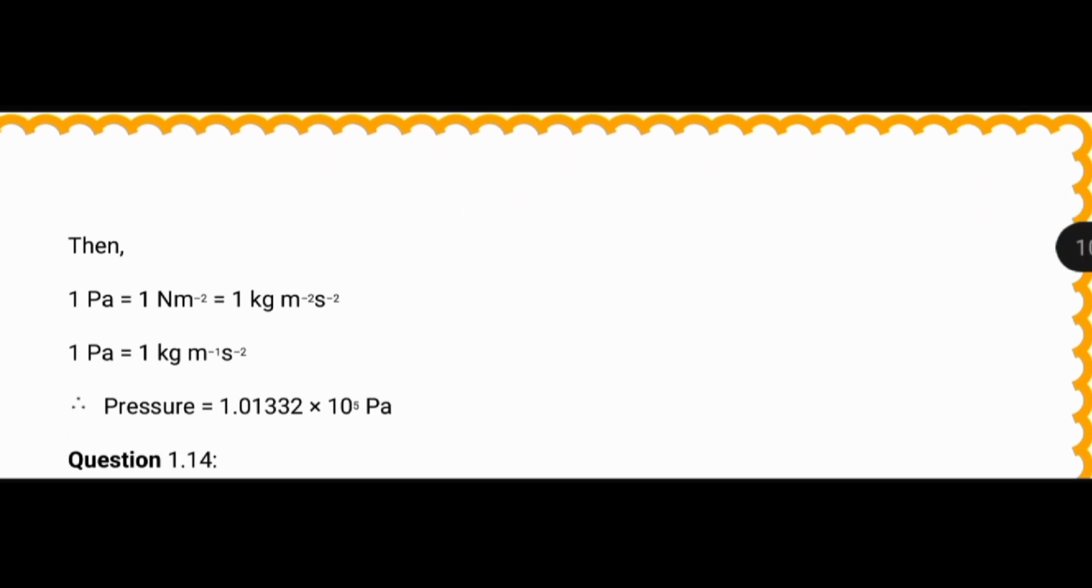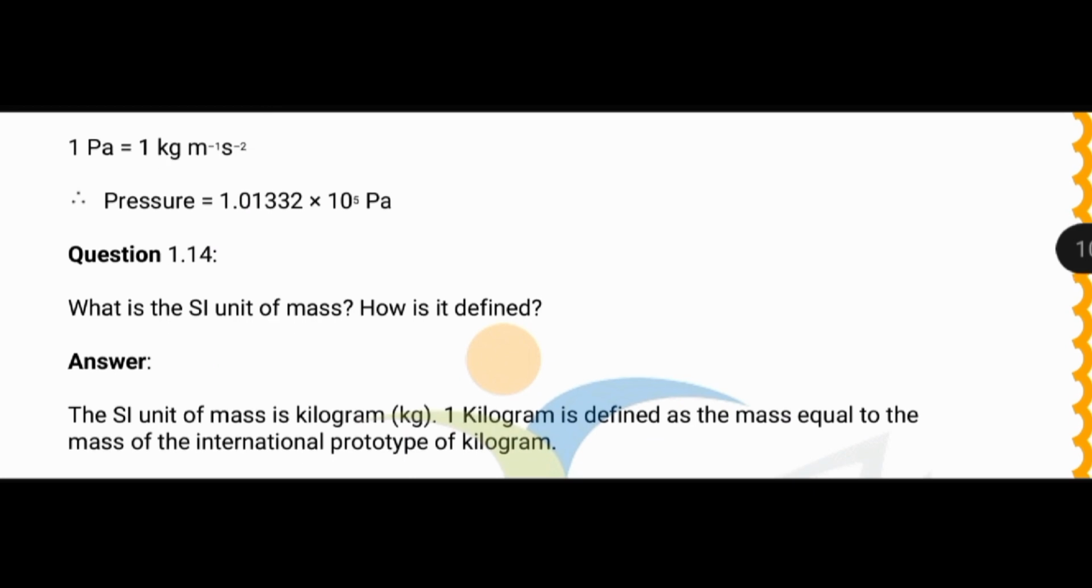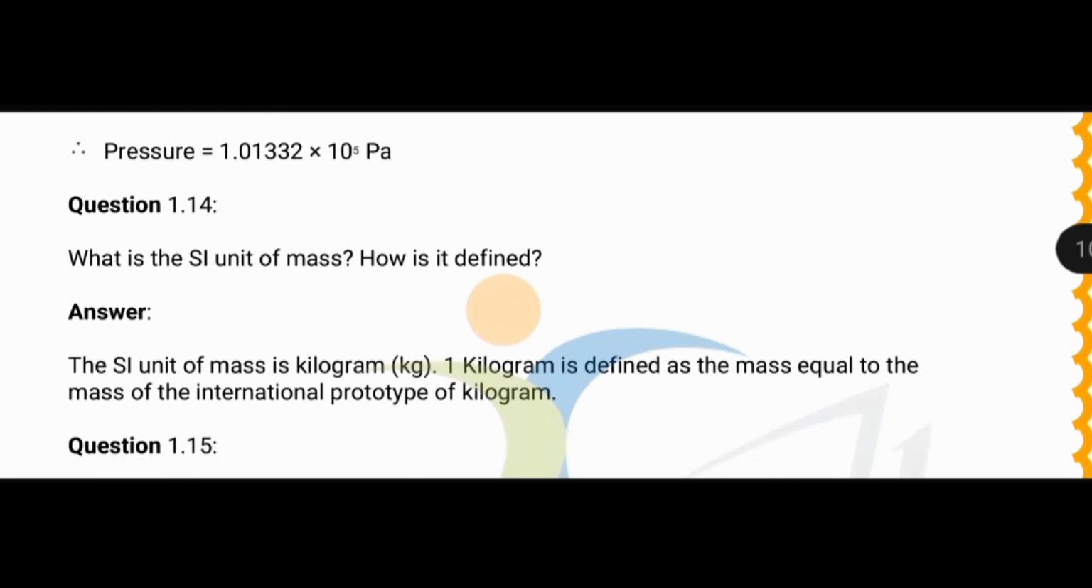Now here 1 Pascal is equal to 1 Newton per meter square, which is equal to 1.01332 into 10 to the power 5 Pascal. Clear? Now your next question is, what is the SI unit of mass?